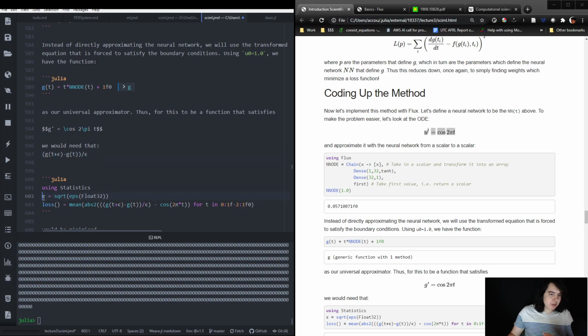Why I chose epsilon to be square root of machine epsilon, this is something that we'll go into later in the course.